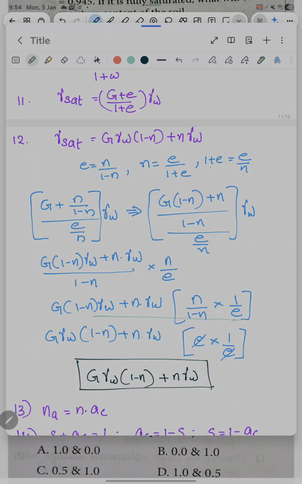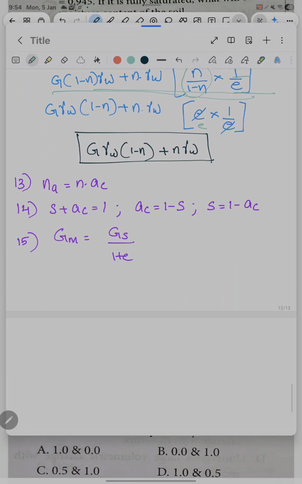these steps. Okay, in this step just rewrite the things, and N by 1 minus N into 1 plus 1 by E. Just write like this. N by 1 minus N, that is E. This 1 by E gets cancelled. So finally we get the equation G gamma W into 1 minus N plus N gamma W.